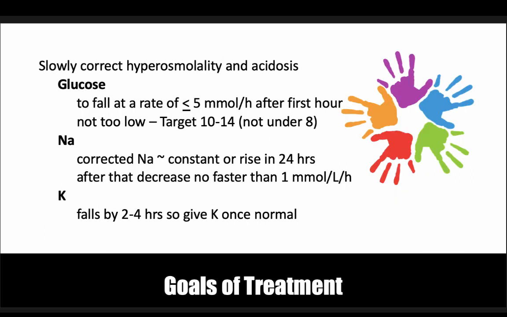The goals of treatment for any child with DKA are to slowly correct the hyperosmolality and acidosis, and to have a slow, controlled fall in your glucose. We expect that your corrected sodium will be fairly constant, and we know that with the addition of fluid and insulin, our potassium is going to fall by the 2 to 4 hour mark, and so staying ahead of it and making sure that potassium is part of the maintenance fluid line is critical.